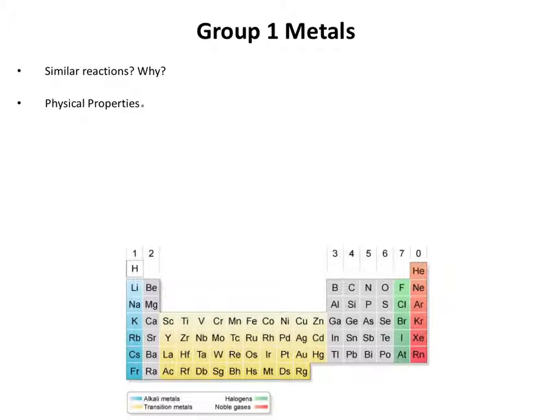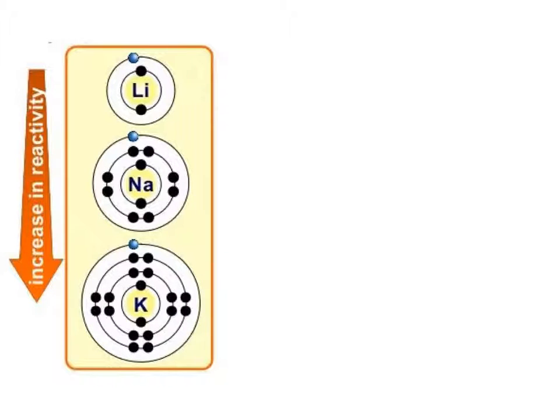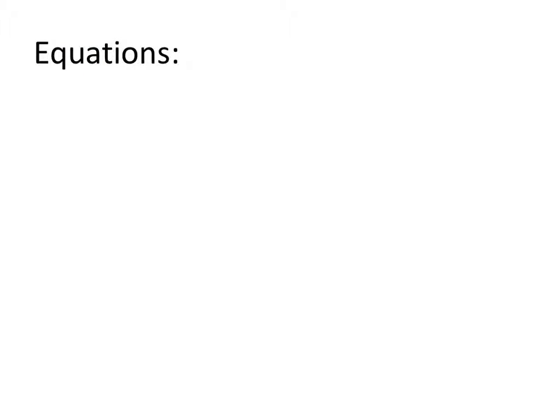Okay, this is part 2 of the Group 1 metals video. I'm going to scroll through to the final slide. We've already looked at the reactions of the Group 1 metals with water, and we also looked at the reasons for the increase in reactivity down the group. And so all we need to do is finish off with the equations for the reactions that we've seen.